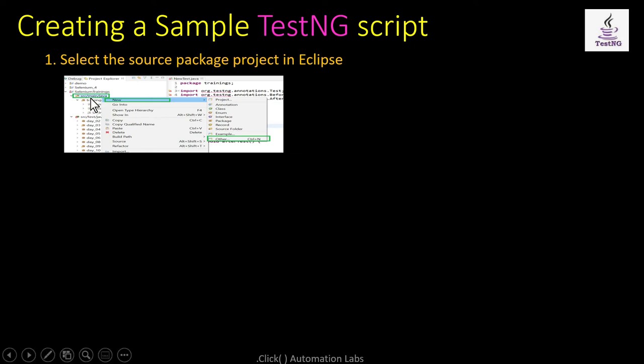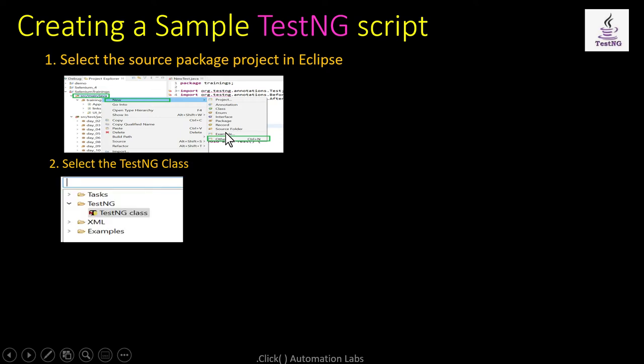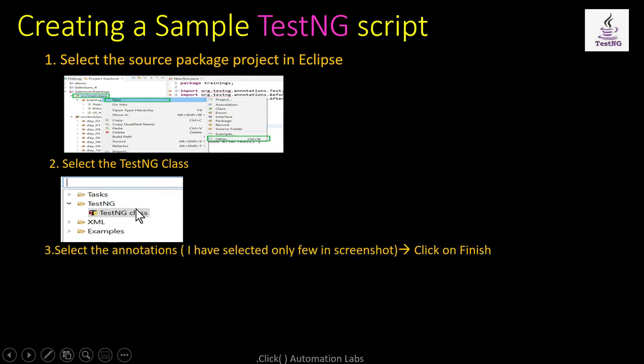So here it is, src/main/java. Then select New, and instead of Java class, select Other. When you select Other, you will see TestNG. If you don't find it over here, just search in this box. So this will appear. Now select the annotations you want to use.